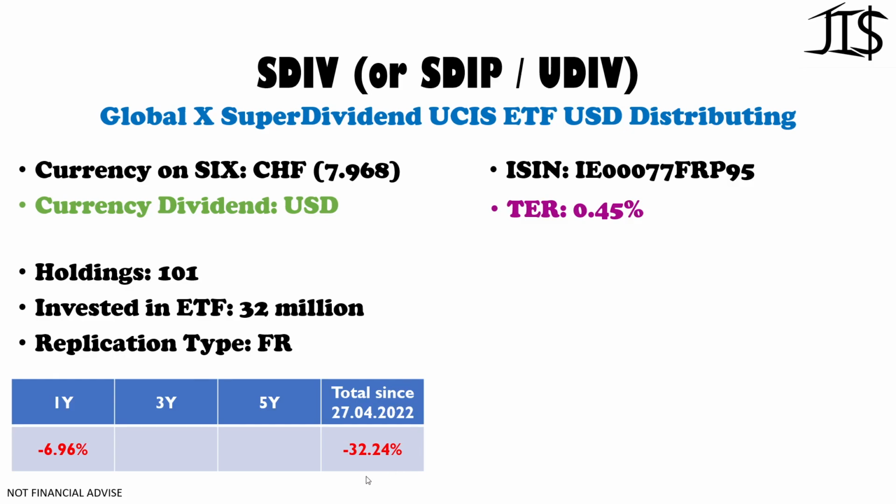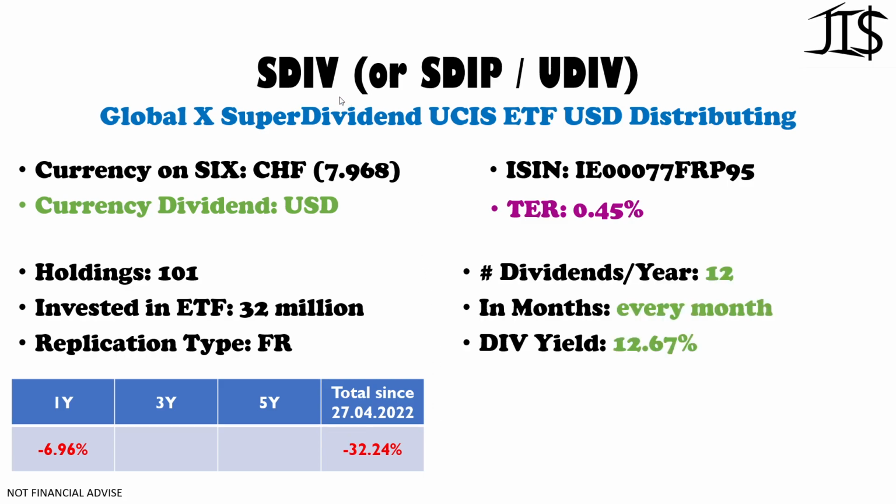The total since its inception is minus 32%, and over 1 year it's minus 7% almost. And with this one, I'm really not happy about this one from Global X, the Super Dividend UCITS ETF.